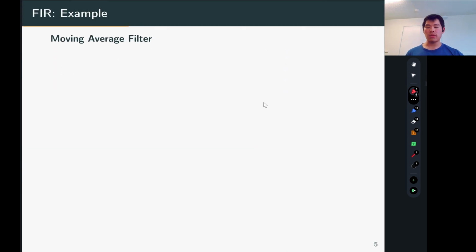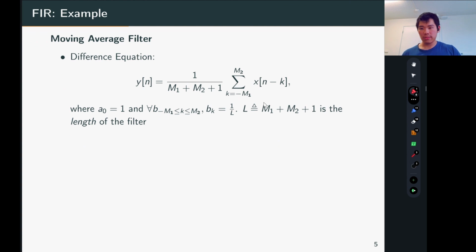So let's take a look at an example of a FIR filter. This is called the moving average filter. This is quite well known. So what's the difference equation of an MA filter? We have the term at the front. This is basically the coefficient at the front. These are the a_k, but we're setting all the coefficients to be the same, one over the length of the filter, which is L right here, M1 plus M2 plus 1. The plus 1 comes from the fact that we go through k equal to 0, and hence the plus 1. And then we just multiply by x of n minus k right there.